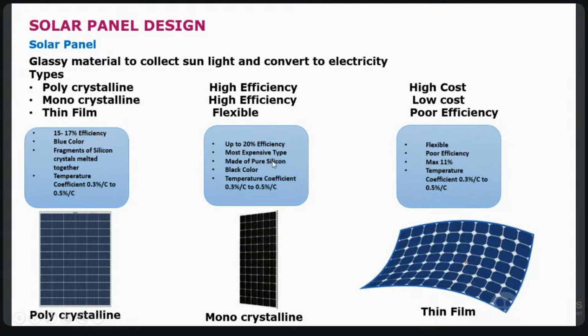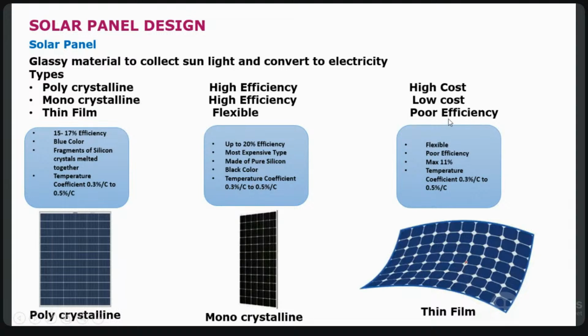Monocrystalline is black in color. It is made of pure silicon. As I already told, it will vary depending on the silicon material. Even if the same manufacturer uses monocrystalline, but the silicon material is different, they can't achieve 20% efficiency; it will vary by some percentage. But if they use pure silicon for monocrystalline, the efficiency will definitely be more than 20%, and it will be the most expensive also. And it is black in color.